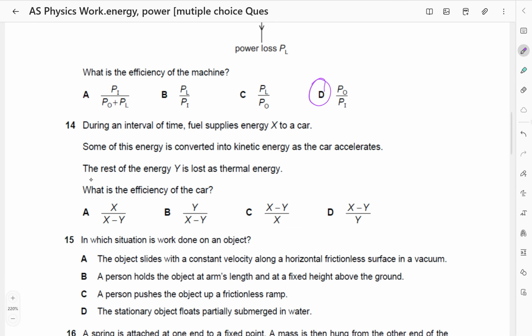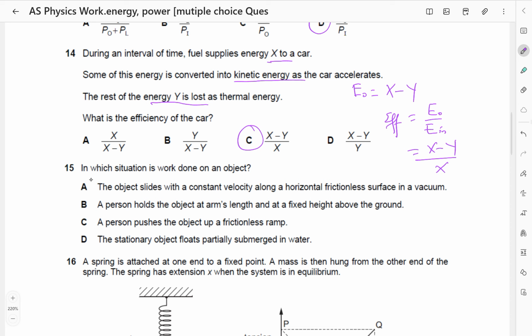During an interval of time, fuel supplies energy X to the car. Some of this energy is converted into kinetic energy as the car accelerates. The rest of the energy Y is lost. So what is lost is Y, what is supplied is X. So it means that the energy output is going to be what is supplied minus what is lost. So what is the efficiency? Remember, efficiency will therefore be equal to the energy output over the energy input. The energy output is X minus Y, the energy input is X. So our answer is automatically C.